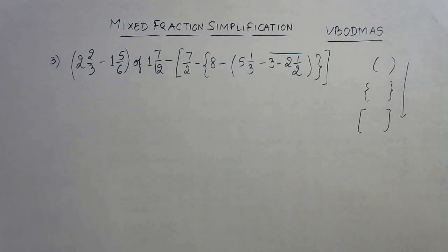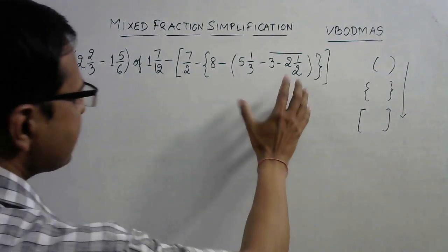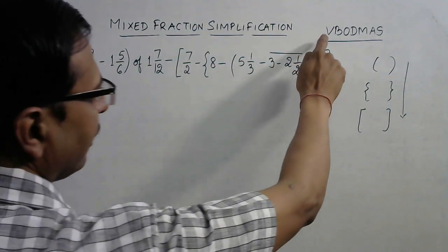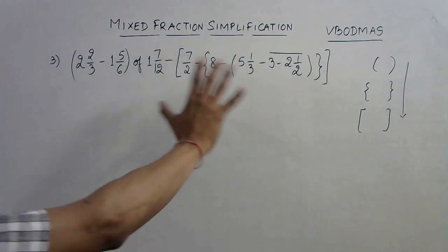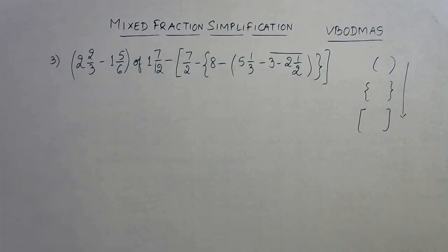Let's have the third question now. A pretty much larger question in which we have a vinculum sign also. This is the sign of vinculum. And a lot of brackets and a lot of mixed fractions in this question. So if you can get the simplified answer to this question correct in the first attempt, then I think you are well aware of the rule of V-BODMAS and the application part of it. So let's solve this one.